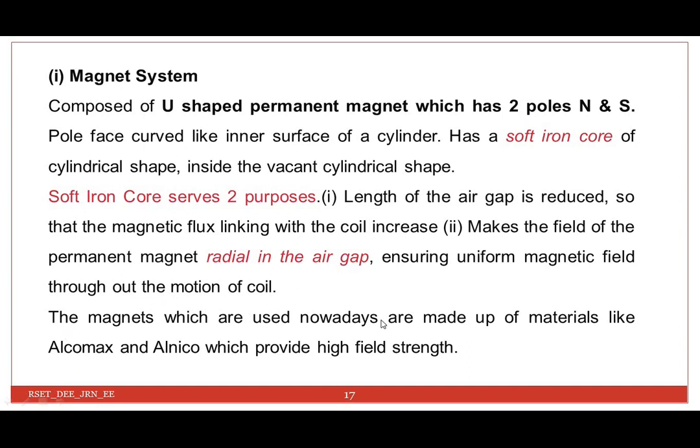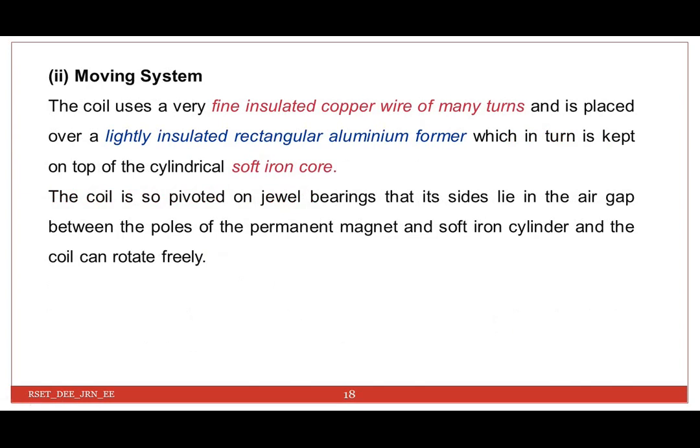The magnets which are used nowadays are made of materials like Alcomax, an alloy, and other alloys like aluminum, nickel, cobalt, and a few traces of iron, which provide high field strength. So that is the magnetic system. Now let us move on to the moving system. The coil provides the moving system. The coil uses fine insulated copper wire of many turns and is placed over a lightly insulated rectangular aluminum former, which is in turn kept on top of the cylindrical soft iron core. The soft iron core was discussed along with the magnetic system.